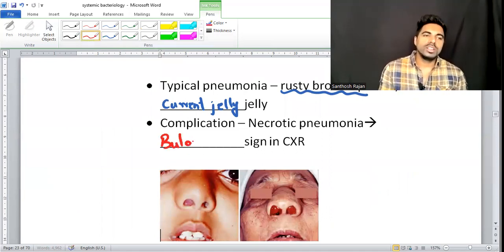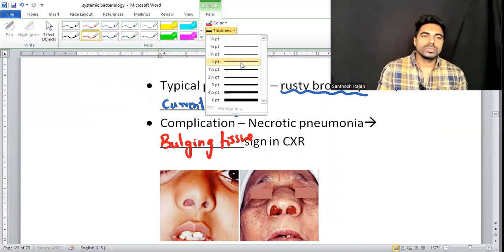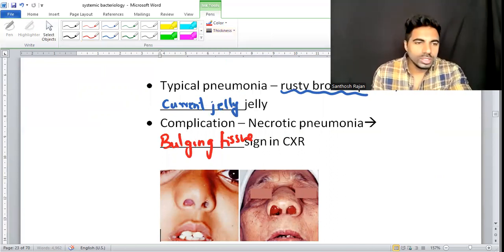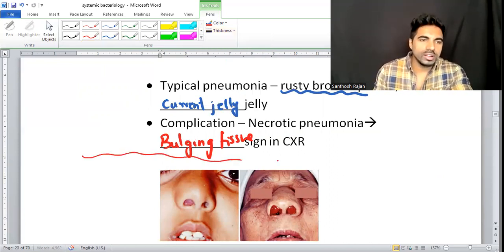You see the bulging fissure. Okay, got it, bulging fissure sign. Now your Klebsiella pneumonia is done, forget about it.